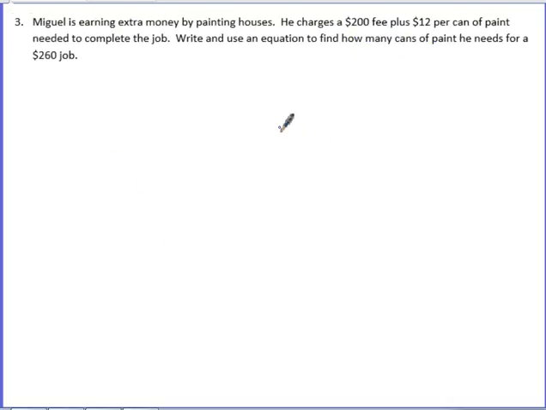One more example with Miguel's paint cans. I want you to write an equation, solve it, and then we will go over this problem at the beginning of class. That is it for 2.2.